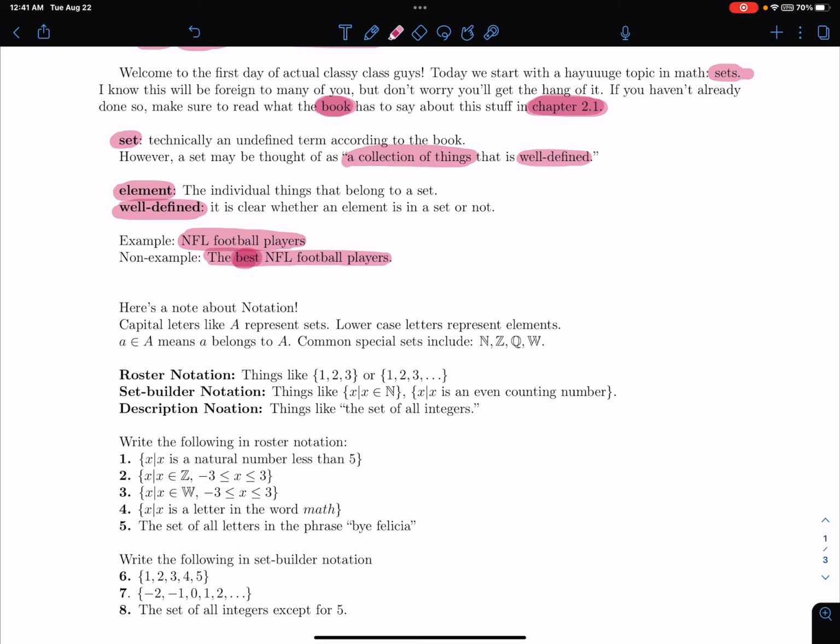Okay, so what do we need to know? What did we talk about so far? Basically, a set is just a collection of things. And for it to be a true set, it should be well-defined.